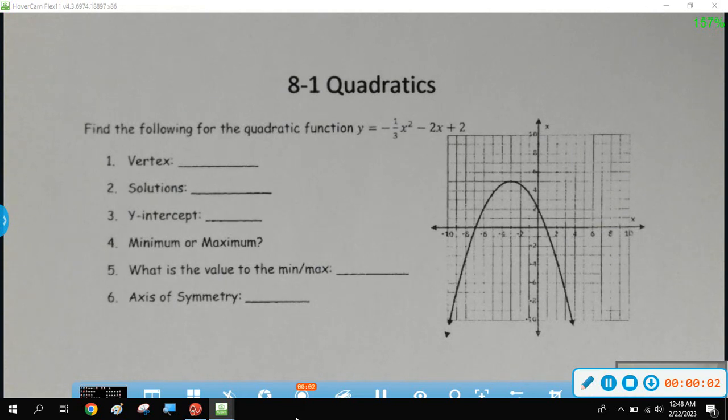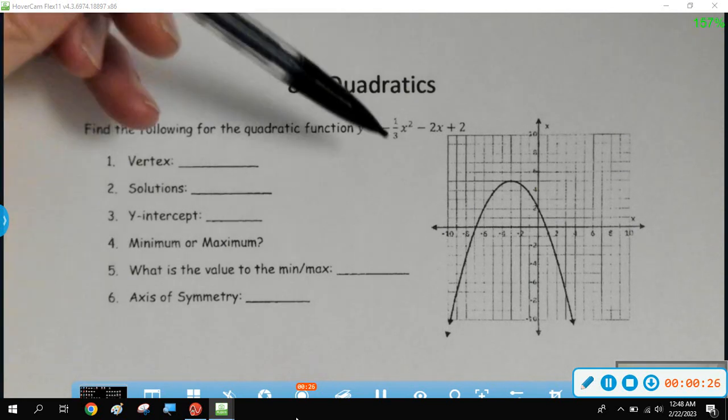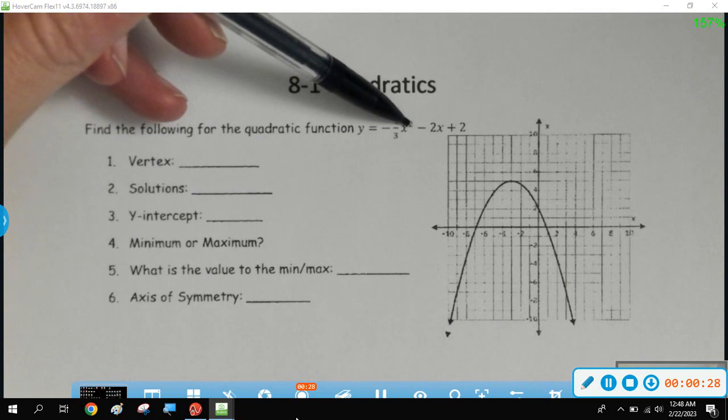Okay, in this section we are starting a new unit, 8-1. We're starting the topic of quadratics. In this section we're going to be looking at several of the characteristics of some quadratic functions. When we talk about a quadratic function, we talk about one that has the variable to the second power. As we notice right here, we have an x squared. That's how we know that this is quadratic.